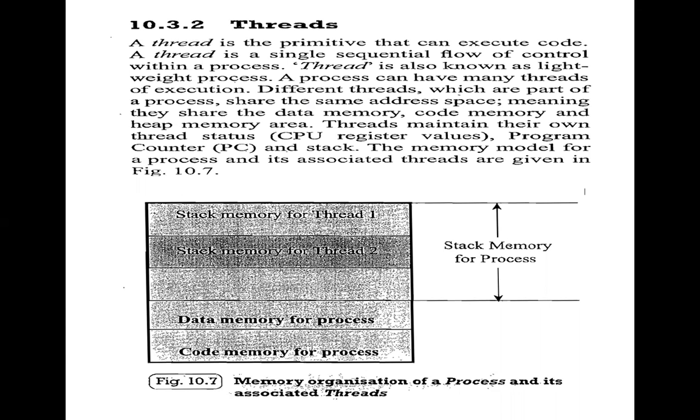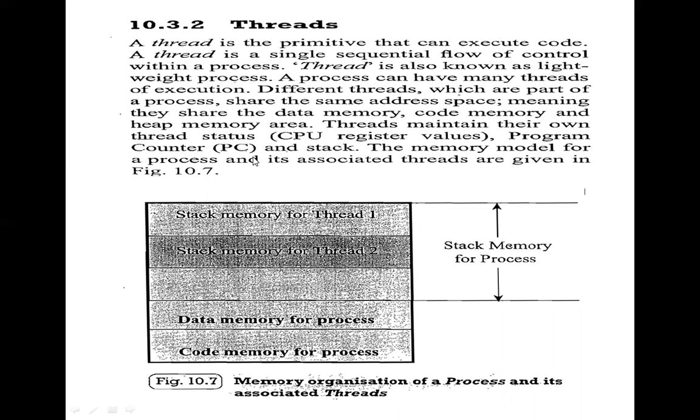Different threads, which are a part of a process, share the same memory, same address space, meaning they share the data memory, code memory, and heap memory area. Threads maintain their own thread status, that is CPU register values, program counter, and stack.